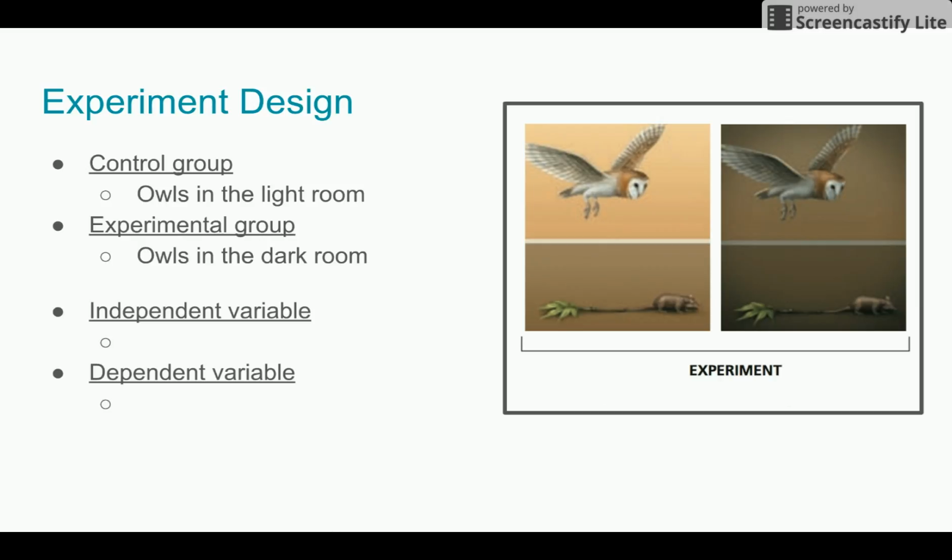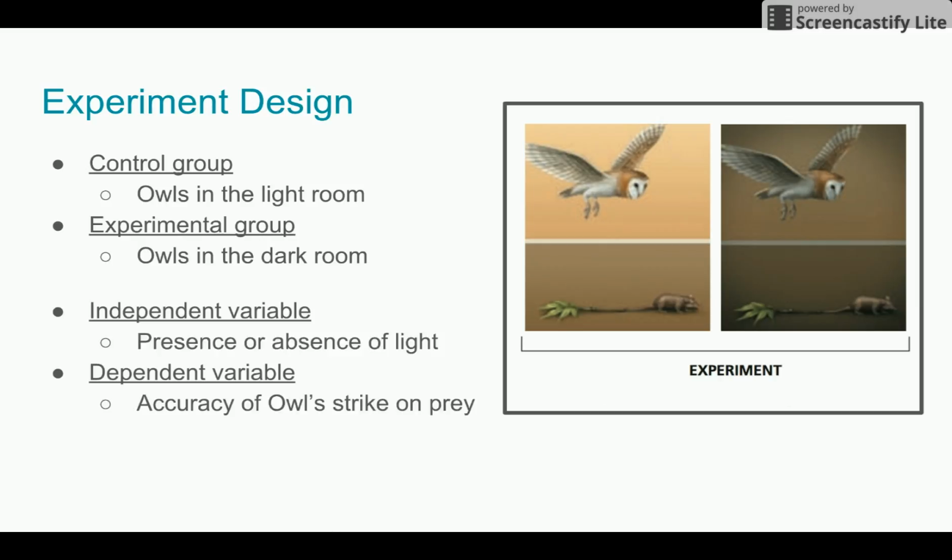And then we want to figure out our independent and dependent variables. The independent variable is the presence or absence of light. So the light is the treatment in this case, and we want to figure out if light has an effect on the owl's ability to hunt.